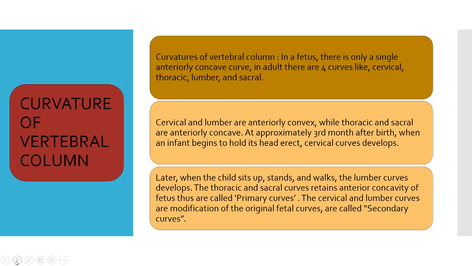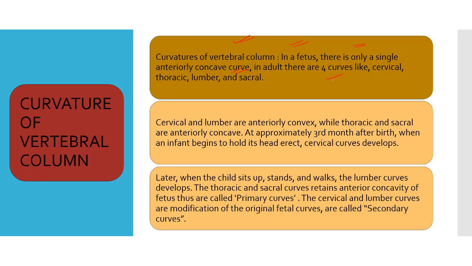However, it consists of 26 bones because 5 sacral vertebrae are fused to form one sacrum and 4 coccyx vertebrae are fused to form one coccyx. The components of the vertebral column are called vertebrae, or singular vertebra. Regarding the curvature of the vertebral column, in the fetus there is only a single anterior concave surface.